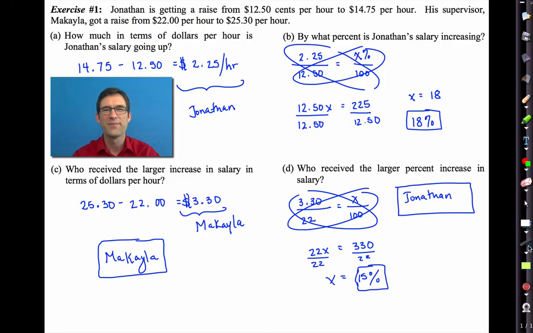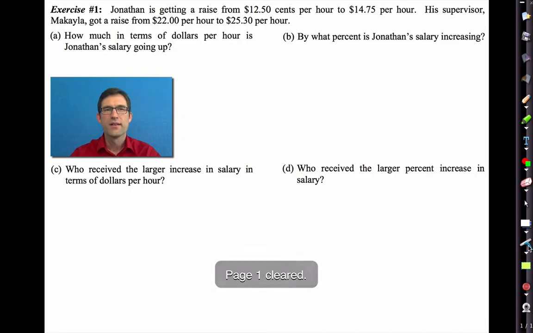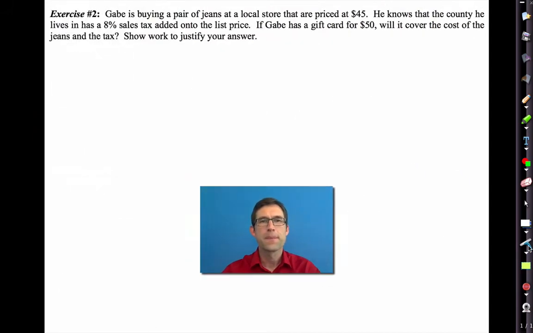All right, here we go. Let's take a look at the next problem. Gabe is buying a pair of jeans at a local store priced at $45. He knows the county he lives in has an 8% sales tax added onto the list price. If Gabe has a gift card for $50, will it cover the cost of the jeans and tax? Show work to justify your answer.